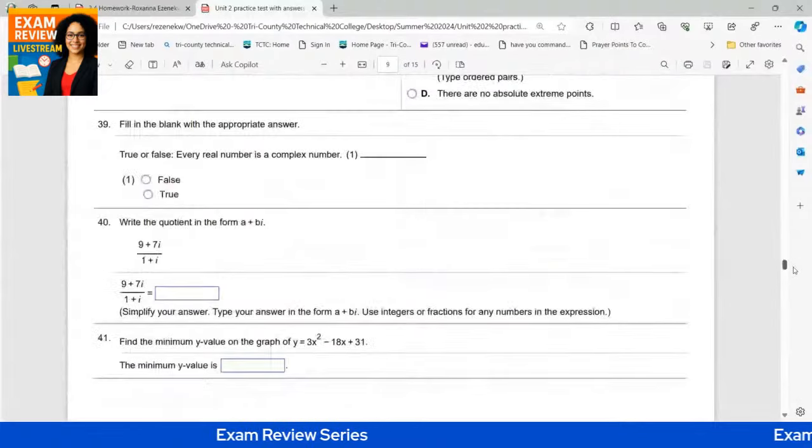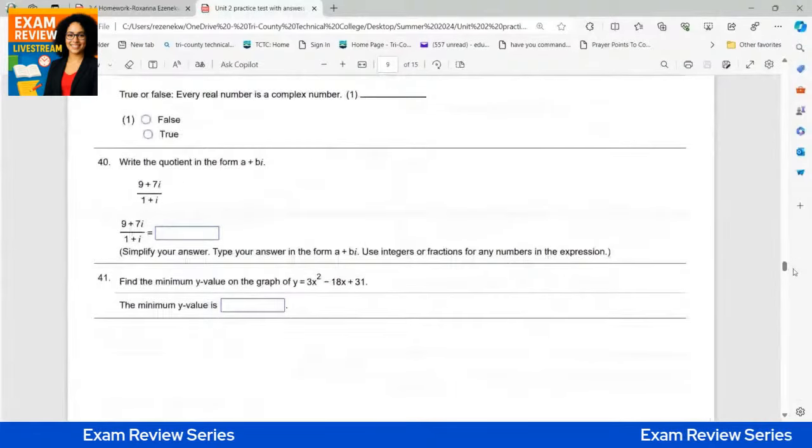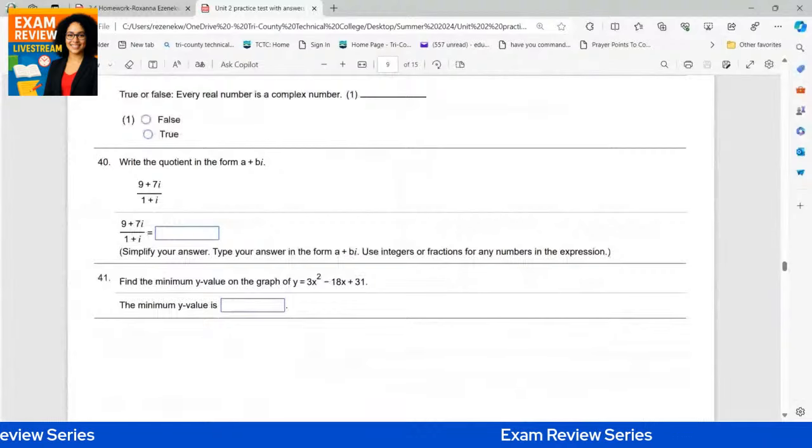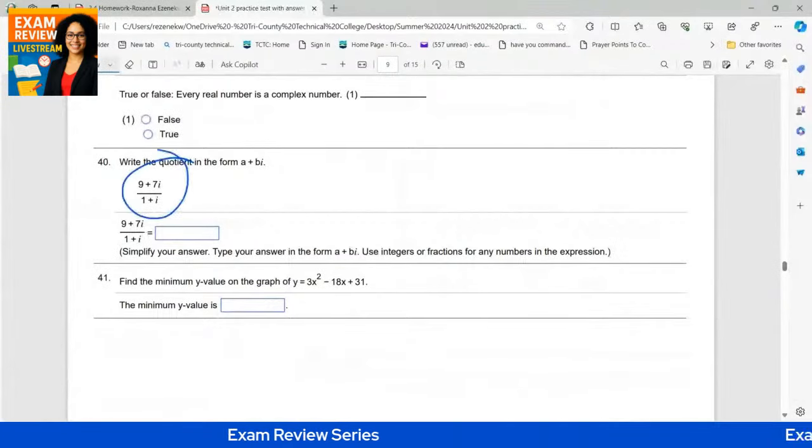Number 40. Everybody look at number 40. Question number 40. How are you going to tackle this question on Monday in a test? When you're given this question in a test on Monday, how would you solve it? It is a complex number in the numerator, a complex number in the denominator. You are to write the quotient in the standard form of a complex number.